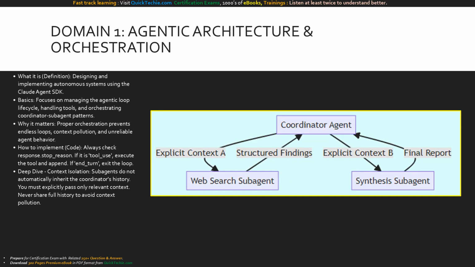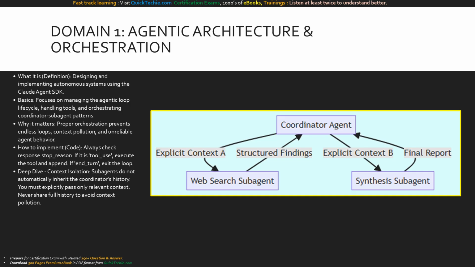Let's dive into Domain 1, the largest section of the exam at 27%, Agentic Architecture and Orchestration. This domain tests your ability to build autonomous systems reliably. The absolute core of this is the agentic loop. You must know that you never parse natural language like "task complete" to end a loop. Instead, you programmatically check the API's stop reason. If the reason is tool use, you run the tool and continue. If it's end turn, you stop.